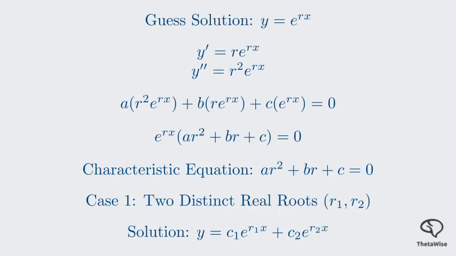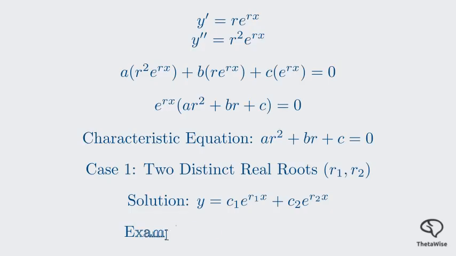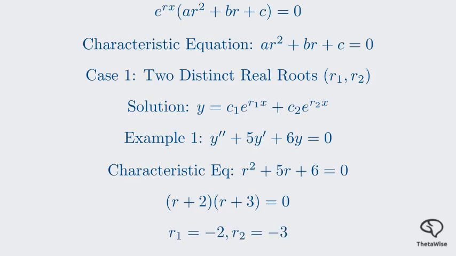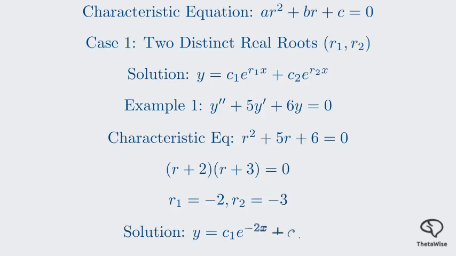y double prime plus 5y prime plus 6y equals 0. The characteristic equation is r squared plus 5r plus 6 equals 0. Factoring this, we get (r plus 2)(r plus 3) equals 0. The roots are r1 equals negative 2 and r2 equals negative 3. Since we have 2 distinct real roots, the general solution is y equals c1 e to the negative 2x plus c2 e to the negative 3x.